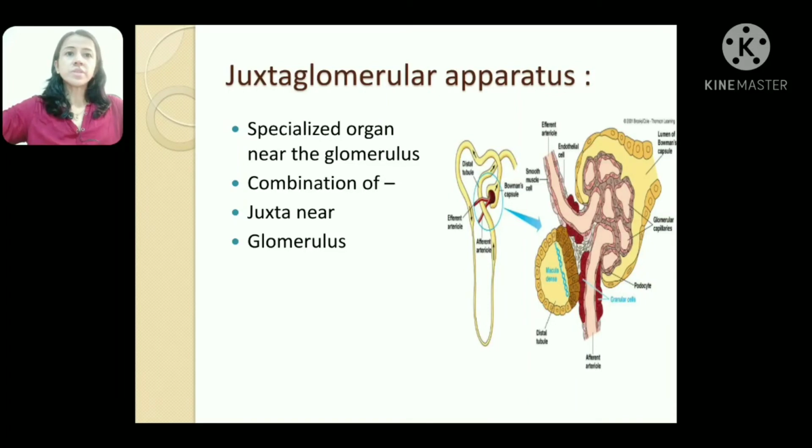Hello everyone, today we'll discuss the juxtaglomerular apparatus. It is a specialized organ present near the glomerulus. Juxta means near, and it is near the glomerulus, so it is known as the juxtaglomerular apparatus. It is the combination of specialized tubular as well as vascular structures, and these tubular and vascular epithelial cells are present near the afferent and efferent arterioles.